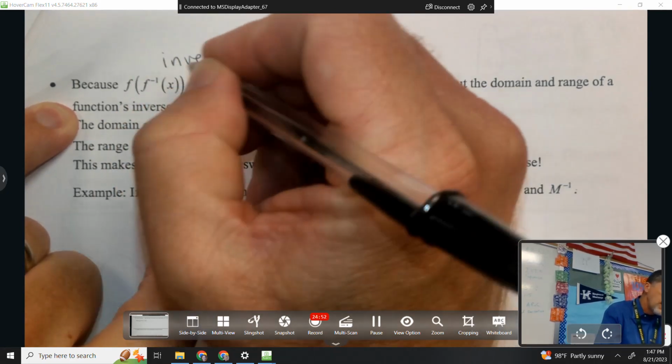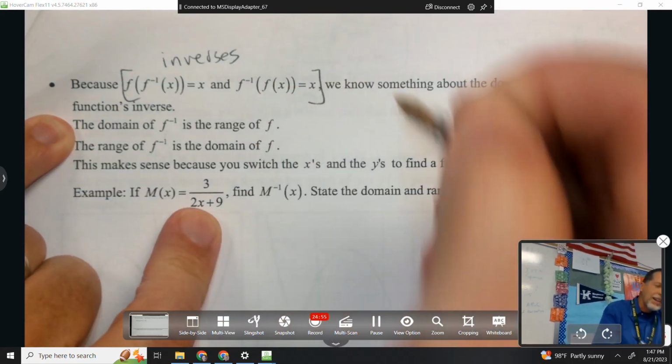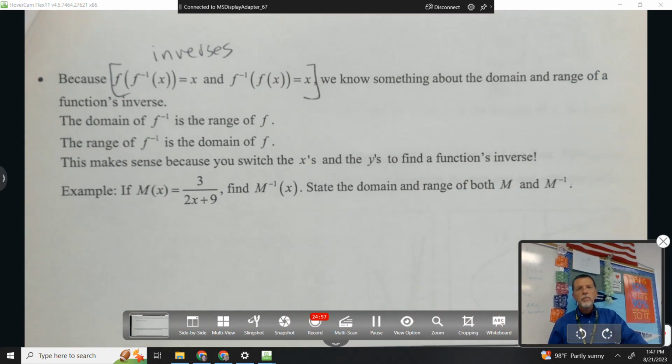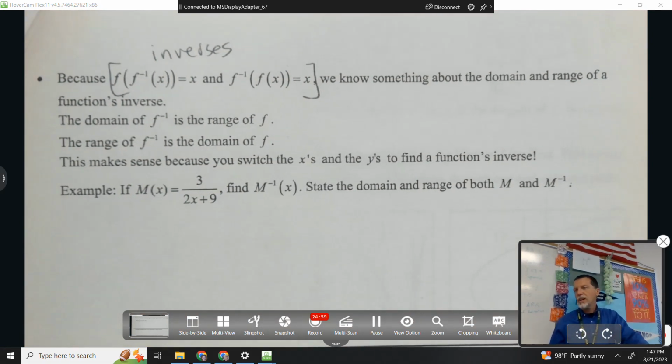Because inverses, we know something about the domain and range.